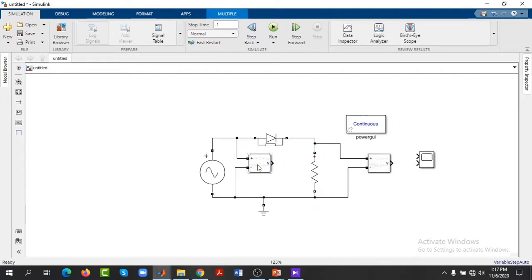This measurement unit will measure the voltage of the input AC voltage source. This scope has two inputs. One is to show the input signal and another is to show the output signal. Now let's move on and run the circuit for 0.1 seconds.